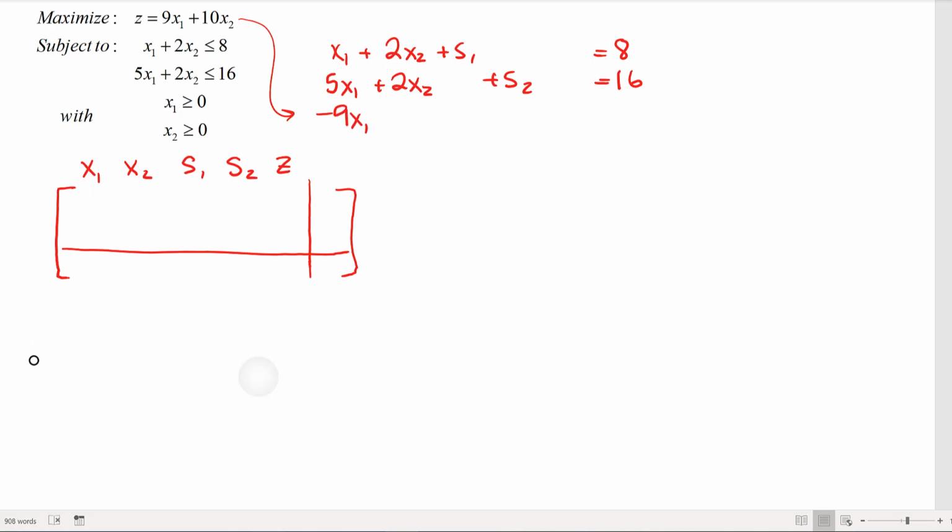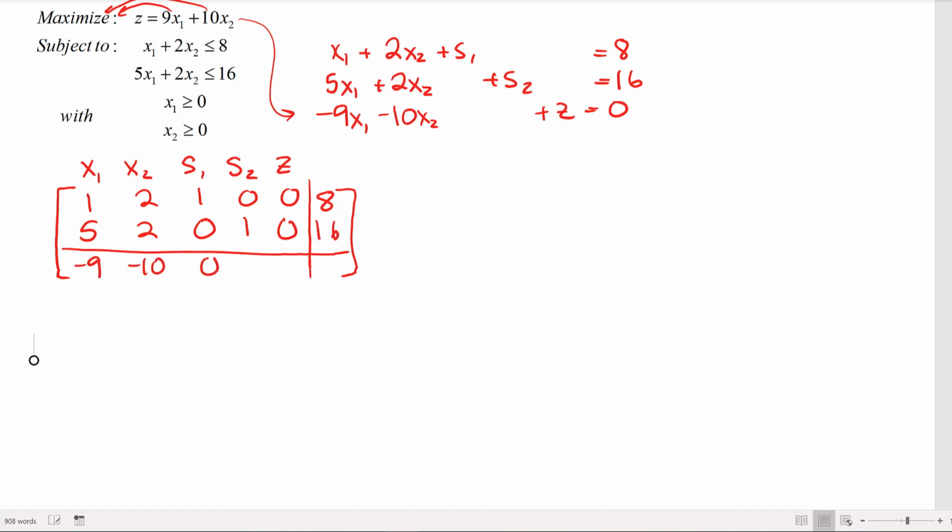9x1 because I'm moving the 9x1 and the 10x1 to the other side of the equation. So when you move them to the other side of the equation, they become negative, plus z equals 0. Now I can put that into my initial simplex tableau. So I have 1, 2, 1, 0, 0, 8. And then 5, 2, 0, 1, 0, 16, negative 9, negative 10, 0, 0, 1, 0.